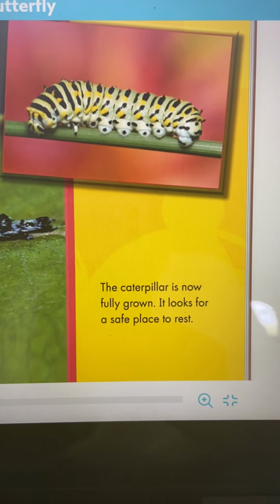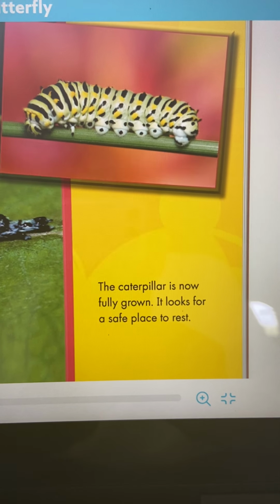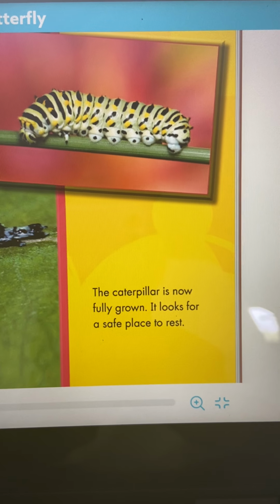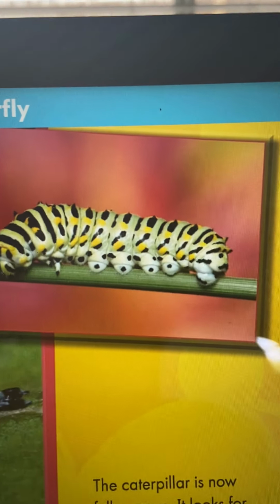The caterpillar is now fully grown. It looks for a safe place to rest. There it is. That's what it looks like when it's fully grown.